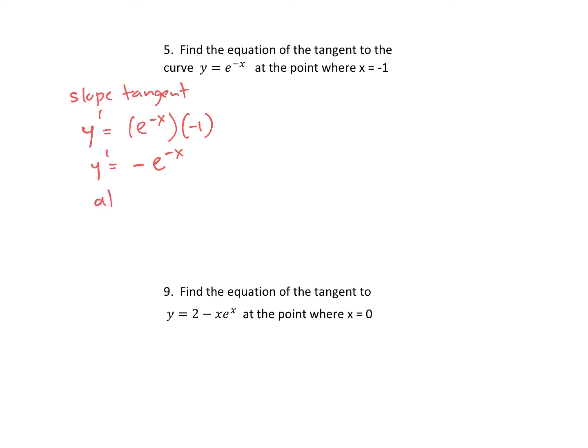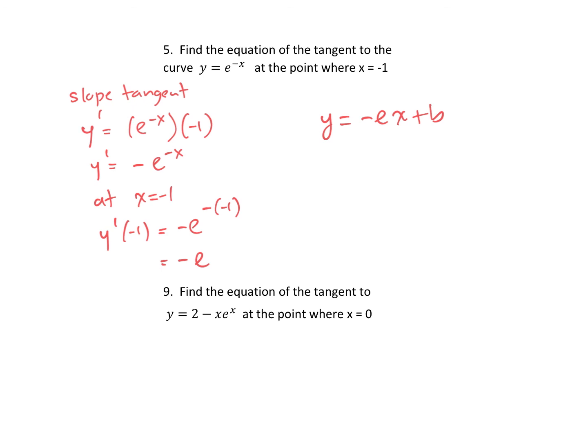We want this at x equals negative 1. So that leaves us with negative e to the power 1. We don't really need that one, so that's our slope. So the equation of the tangent will be y equals negative e x plus b. Then we want to put it through a point, so when x equals negative 1, y would equal e to the 1, right?